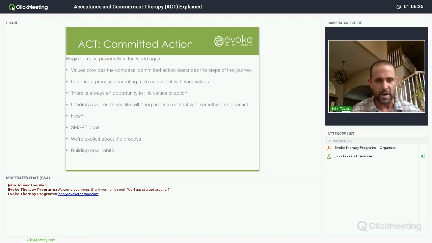So, last of the 6 core processes, committed action. I haven't gone through this as fast as I was hoping to, but I'm glad you're still with me. Committed action.